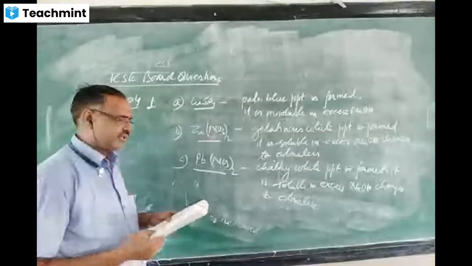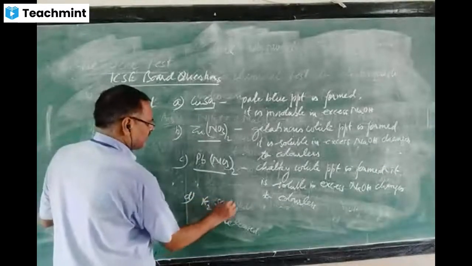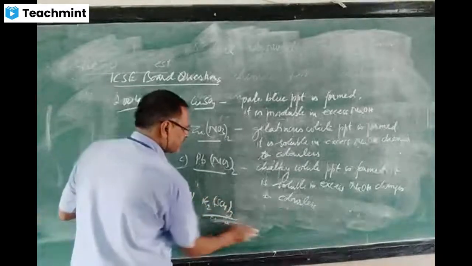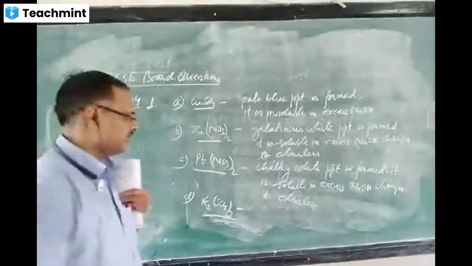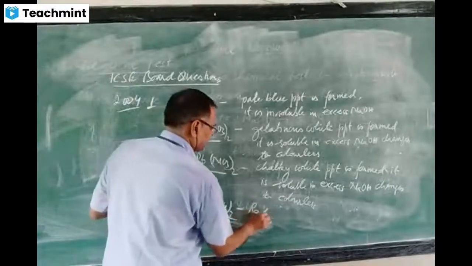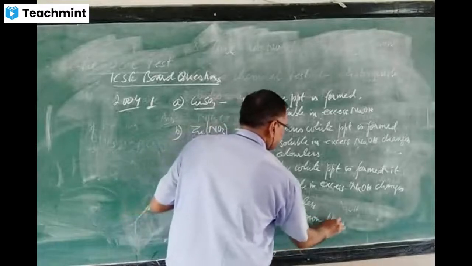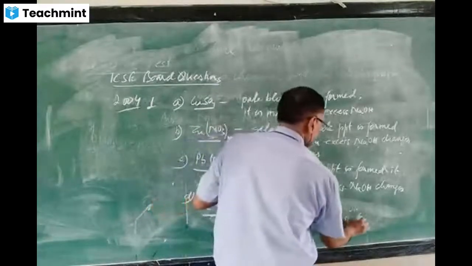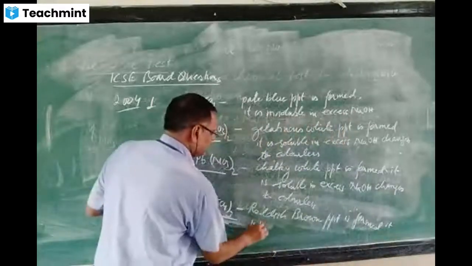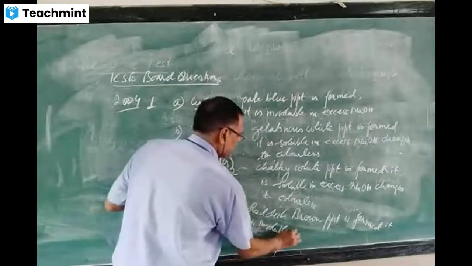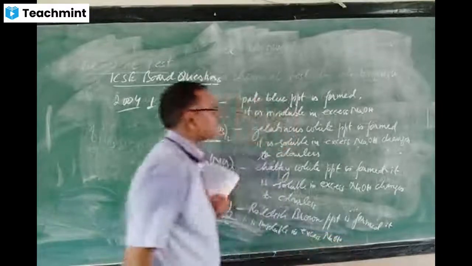After lead nitrate, D, iron three sulfate. Here a reddish brown precipitate is formed. It is insoluble in excess sodium hydroxide.